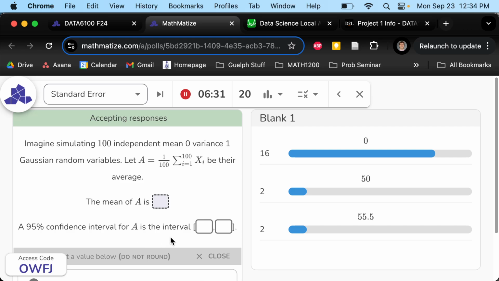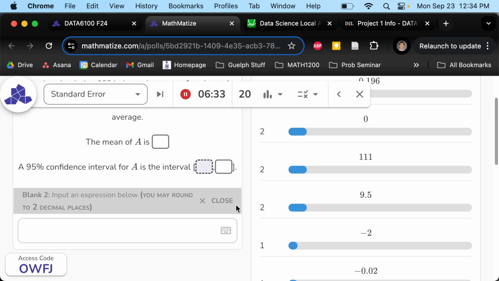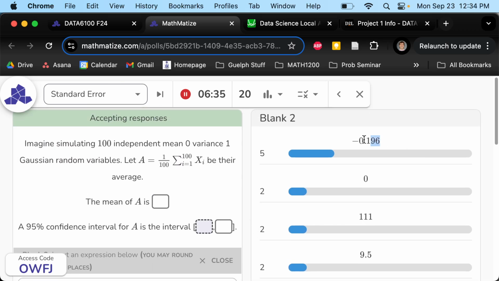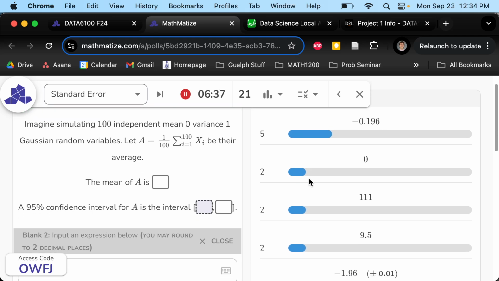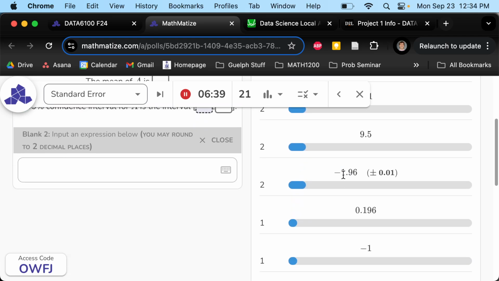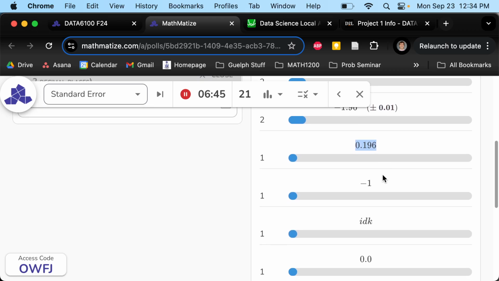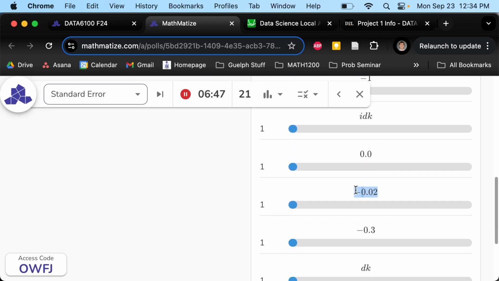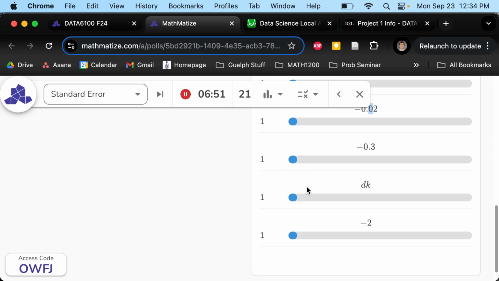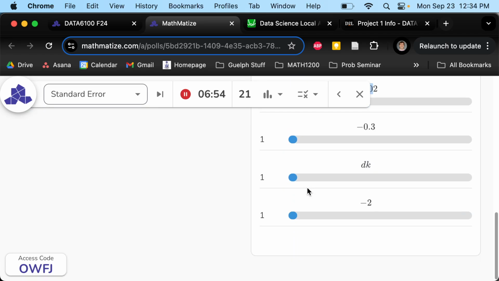Let's see what you guys think for the confidence interval. On the left side, some people think it's negative 0.196. Some people think it's this. I guess the computer has some error tolerance. Some people think it's positive 0.196. Some people think it's negative 0.02. Look, there's a 0.0. And some people think it's negative 2.